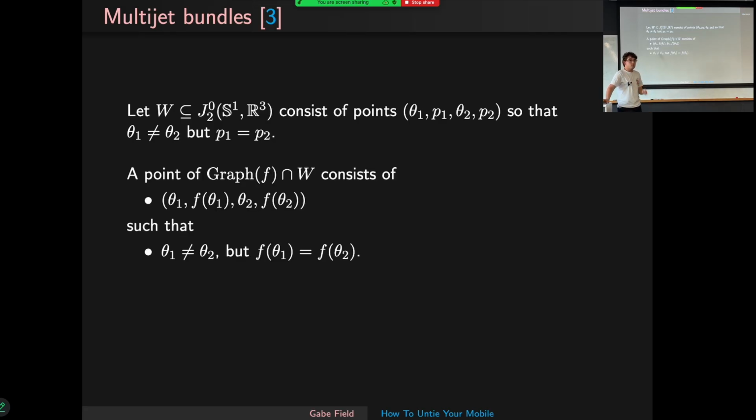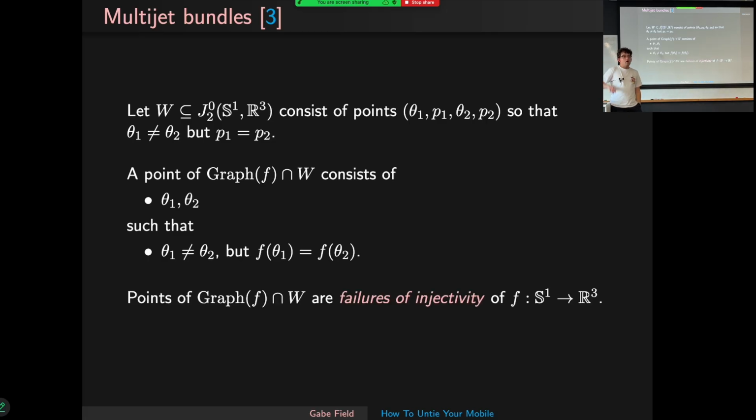Now, what's interesting about this is I can ask what the graph of f intersect W looks like, and it looks like tuples as before with this condition, just that the output points are f of the input points. Let me simplify the data a little bit because these are determined by those. So it looks like 2 points, theta1 and theta2, which are distinct, but whose images are equal. So that is to say, points of this intersection are failures of injectivity for our function.